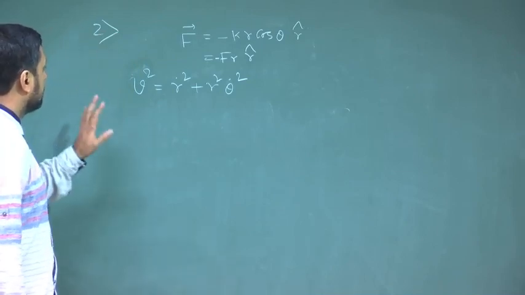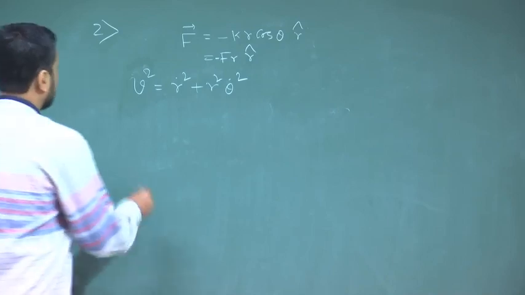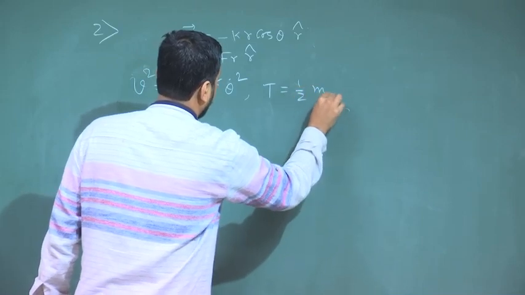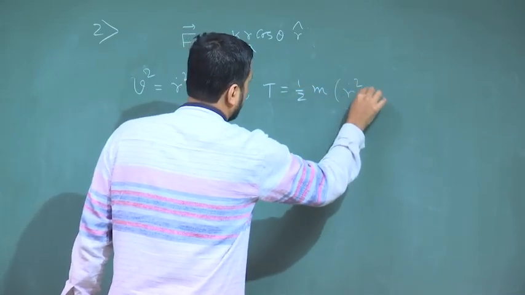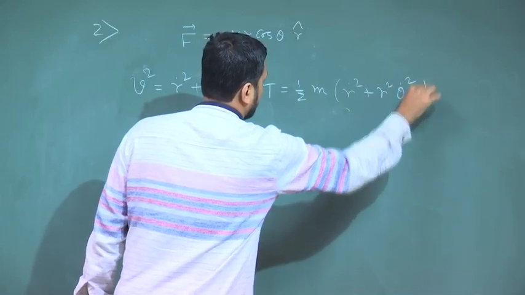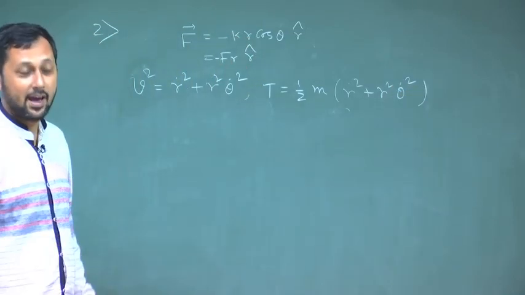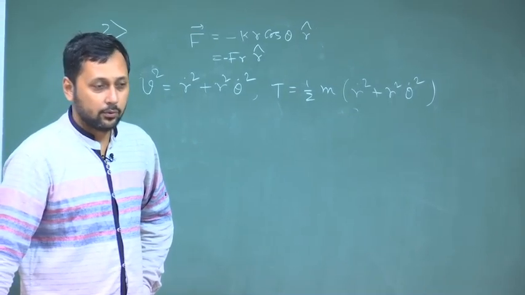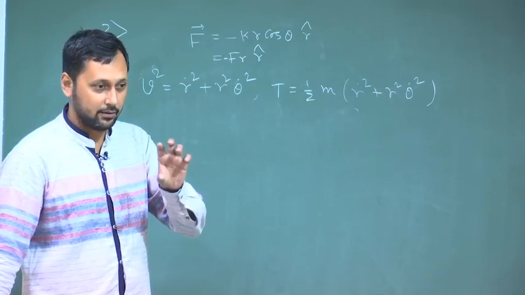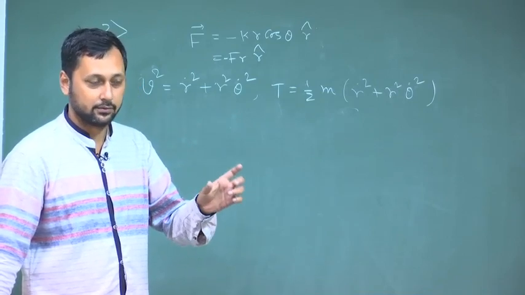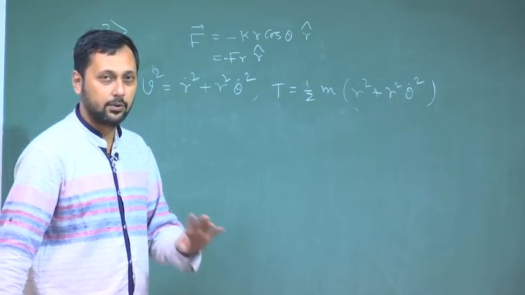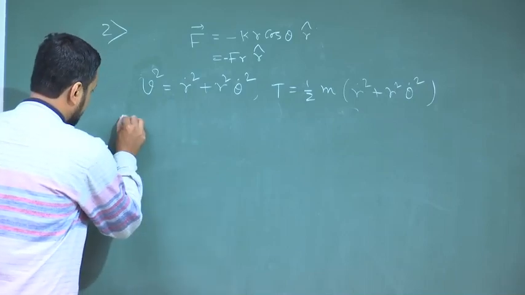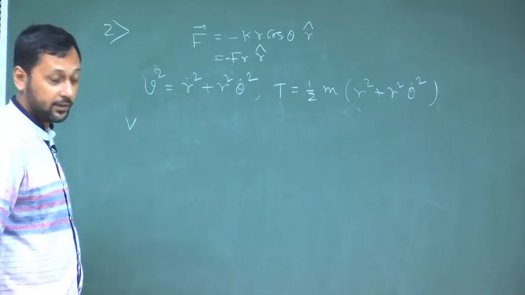So, kinetic energy T is equal to half m times r dot square plus r square theta dot square. By the way, in the previous problem, if we have a dissipation, for example a viscous damping, it will be good practice to add a Rayleigh function with the Lagrangian and write the final equation. That will be a good practice for you. Please do that. Here now we have to write V. What is V? That is the question.